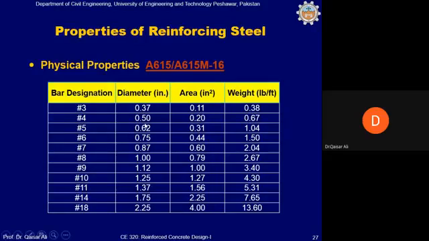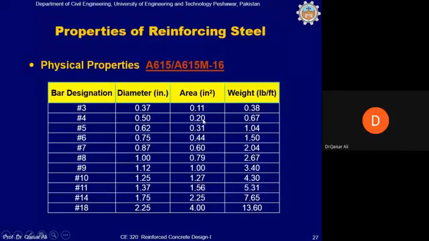Whenever I ask you, you should be able to tell me on your fingertips what a number 4 bar stands for: what is the diameter of the bar, what is the area of steel, and what is the weight of this steel bar per foot. So let's say number 4 bar. For a number 4 bar, the diameter is 0.5 inch.